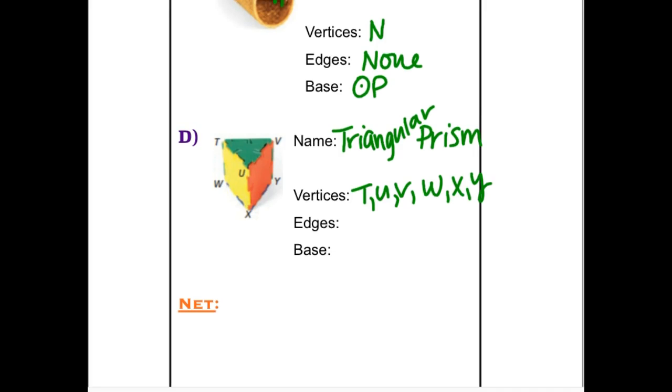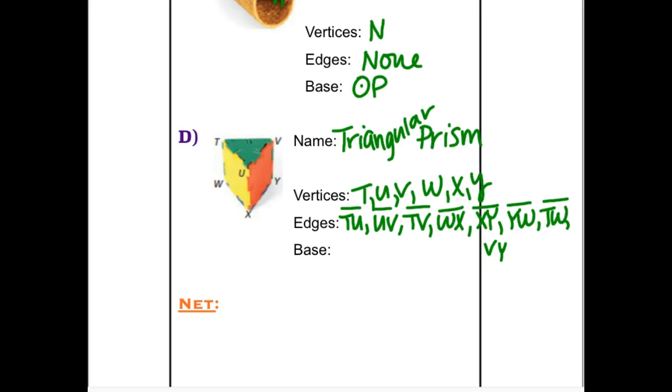So that means we have from T to U, U to V, T to V. And I usually go in a pattern, so I went on the top base, and I'm going to go on the bottom base. W to X, X to Y, Y to W, or W to Y, however you want to look at it. Then we go between the bases. We have T to W, we have V to Y, and we have U to X.